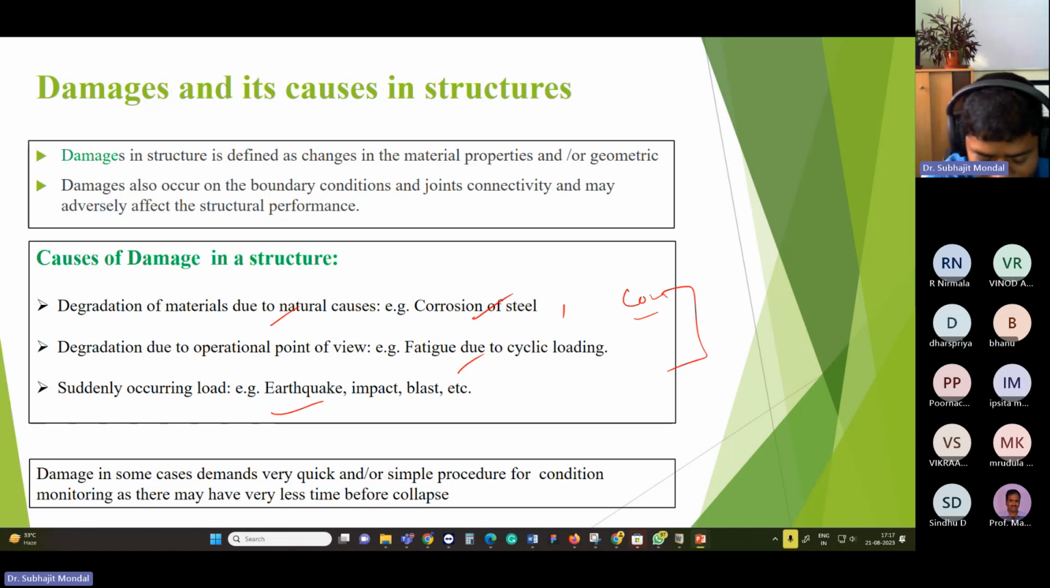So our structural health monitoring scheme basically includes all these things. First thing is identifying the damage. Second is identifying the location and the severity of the damage. And next, what we will do, we have to see what the probable causes of the damage are.